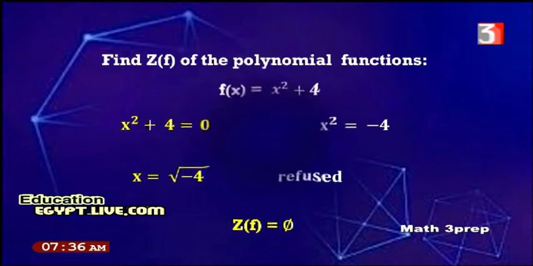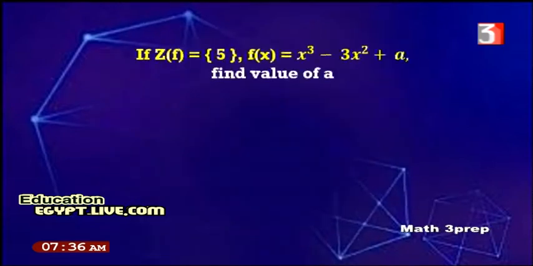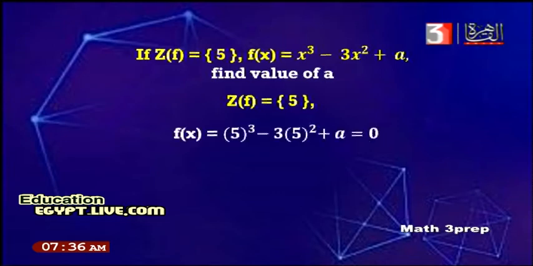Let us have another example. If the set of zeros of f equals 5 and f of x equals x to the power of 3 minus 3x to the power of 2 plus a, find the value of a. As the set of zeros of the function equals 5, it means that when substituting, the value will be 5. Then f of x equals 5 to the power of 3 minus 3 times 5 to the power of 2 plus a. As it is a set of zeros, the answer will be equal to 0.